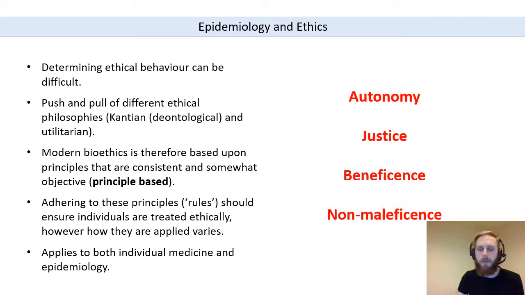And we can fundamentally say, is the approach we're using, is the strategy we're using, breaching any of these four principles? And it shouldn't be. If we're behaving ethically, if the research is ethical, if the approach is ethical, it shouldn't be breaching any of these four principles. Again, autonomy, justice, beneficence, non-maleficence.